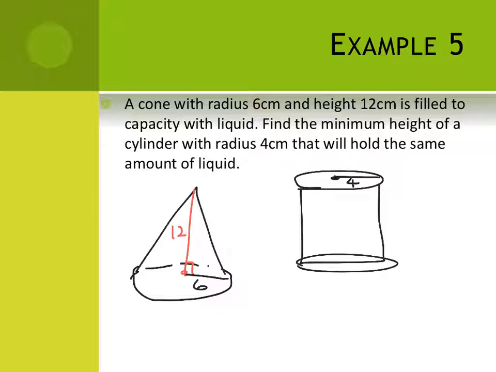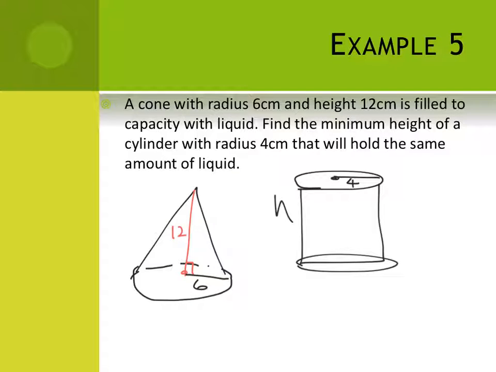It wants us to find out, in order to hold the same amount of liquid, what would the height have to be for my cylinder? Now remember, with the cone, we've taken like 1/3 of it away. So if you get a question like this on the quiz or the test, know that the height of your cylinder is going to be smaller than that, because it's going to hold more volume than the cone.